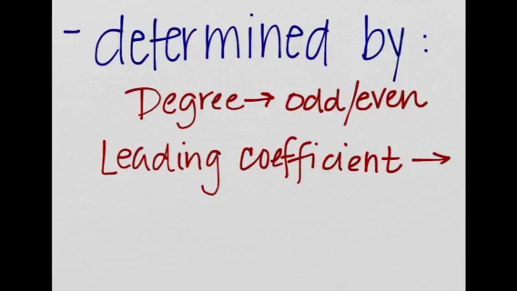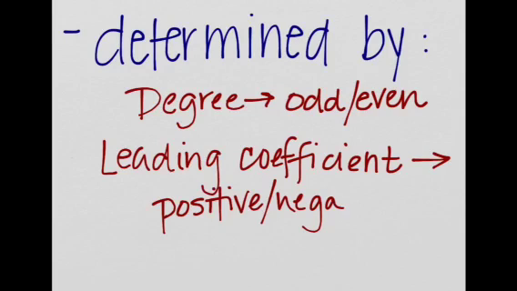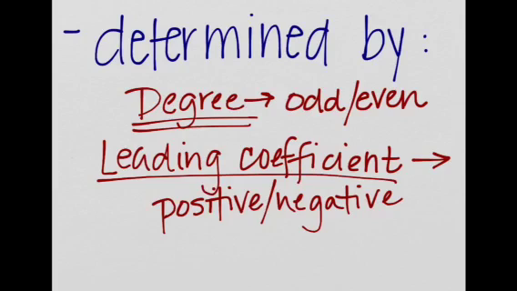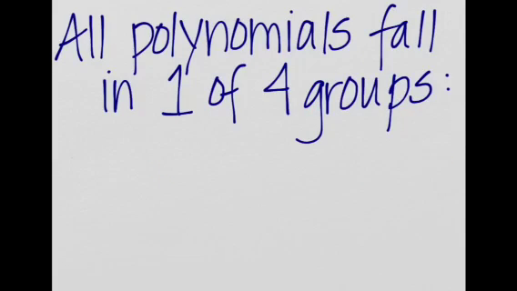The leading coefficient of the polynomial will tell us positive or negative. So obviously, if the leading coefficient is positive, we have a positive function, and if the leading coefficient is negative, we have a negative function. So those are the two parts of the polynomial we're going to look at to determine the end behavior. And basically, all polynomials are going to fall into one of four groups or categories.